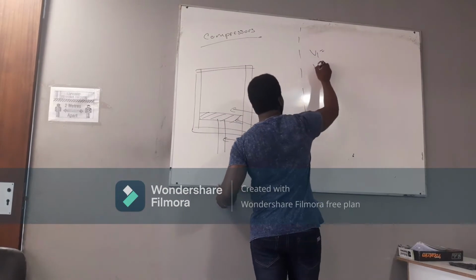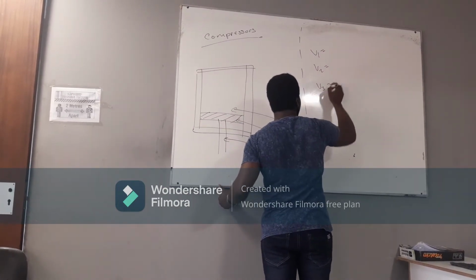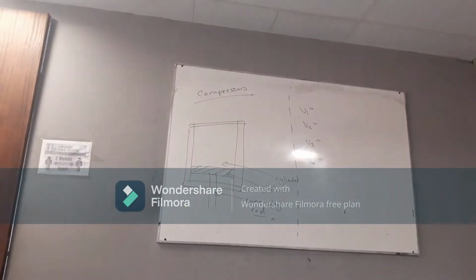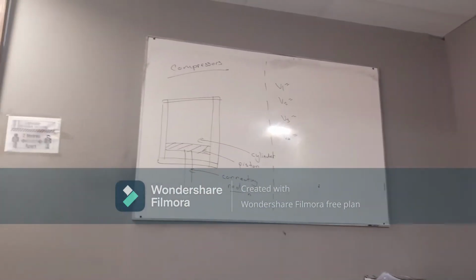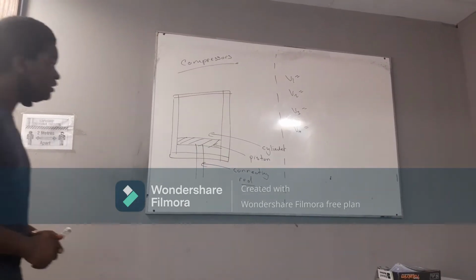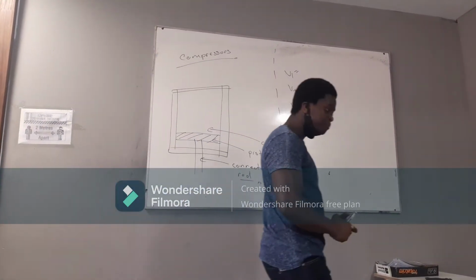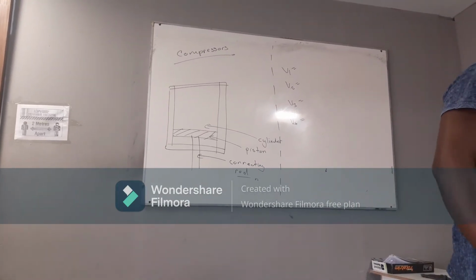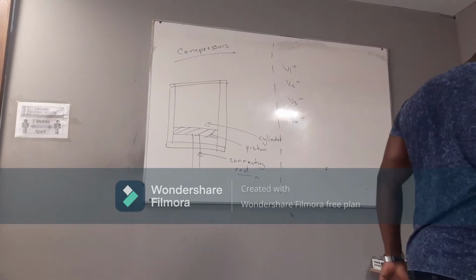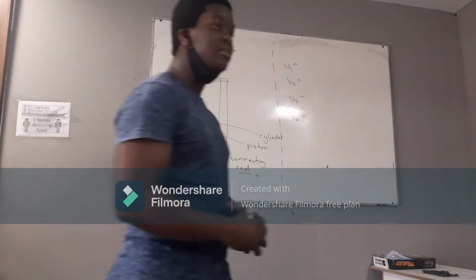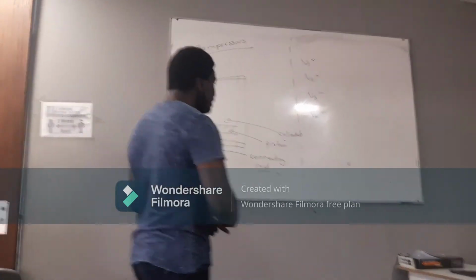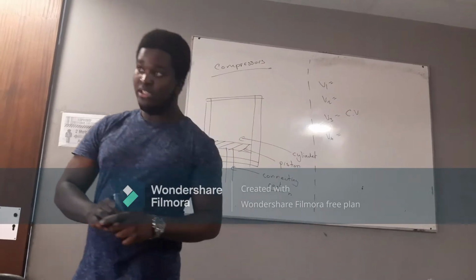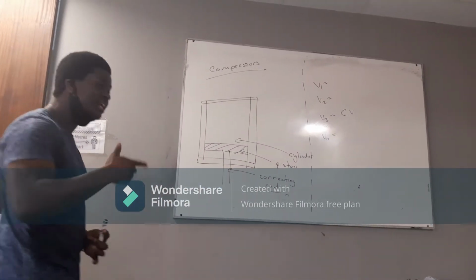Okay, so let's start with the first one. We've got V1, V2, V3, and V4. Once we define these, our lesson for today will be done. Let's start with the easiest, V3. Now, V3 is what you call the clearance volume. Are we together? Is this okay? V3, we call it the clearance volume.